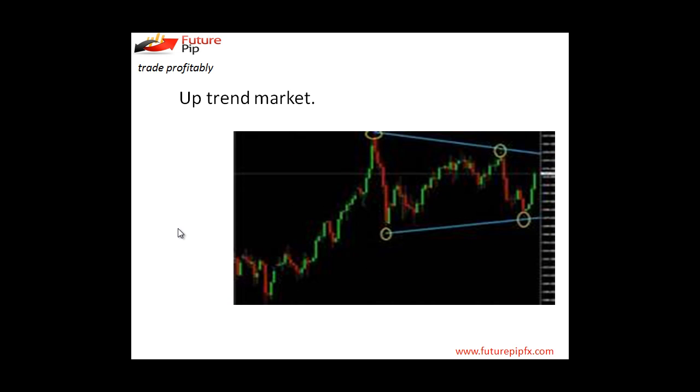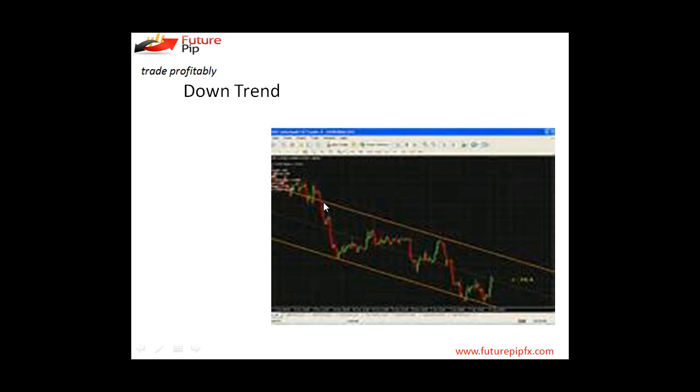So we have three major trends. The market will either be trending up on an uptrend, or be on a downtrend, or sideways. So this is an uptrend market. The market moving from here to here is an uptrend. From here to here is an uptrend. From here to here is a downtrend.